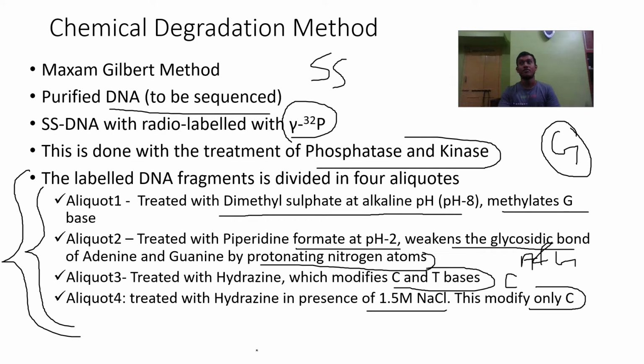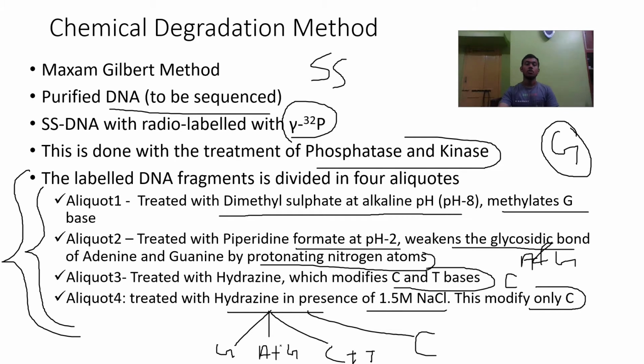So there are 4 different types of aliquots used in the chemical degradation method for modifying or removing these bases for DNA sequencing. The first aliquot will be for G base. The second is for A plus G. The third is for C plus T, and the last aliquot is for C. So this is how this single stranded DNA will be divided.